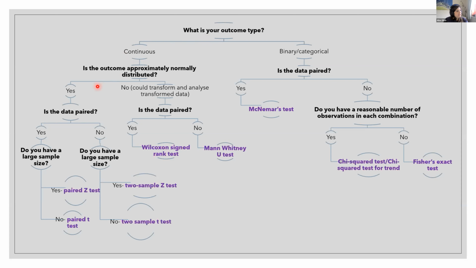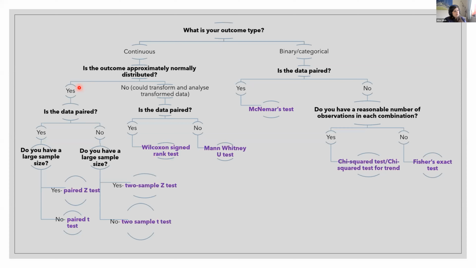So the next thing we need to ask ourselves is, is that approximately normally distributed? Now, as I said before, if the answer is no, then we can look at a transformation, and then we can go down the yes route. So you can say no, but then after transformation, we loop back around and we say that we do now have data that we can treat as approximately normally distributed because it's gone through that transformation.